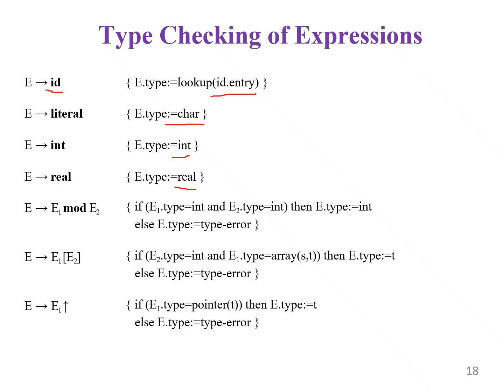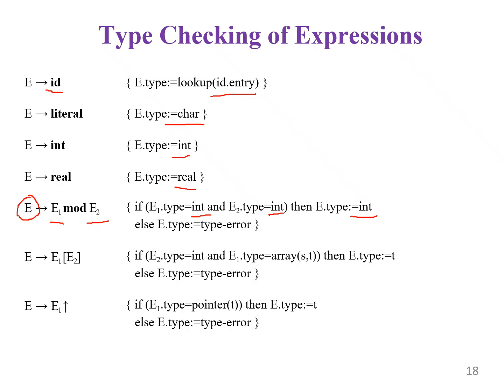Next is E tends to E1 mod E2. That means if you have two expressions, E1 and E2, of the type integer, then E.type is also an integer, E1.type is an integer, and E2.type is an integer, which means your answer for E.type always results in an integer. If it does not result in an integer, then it will throw an error.